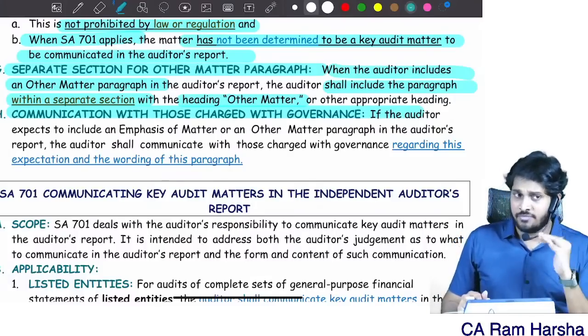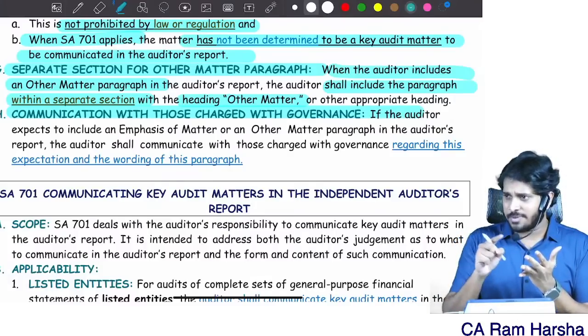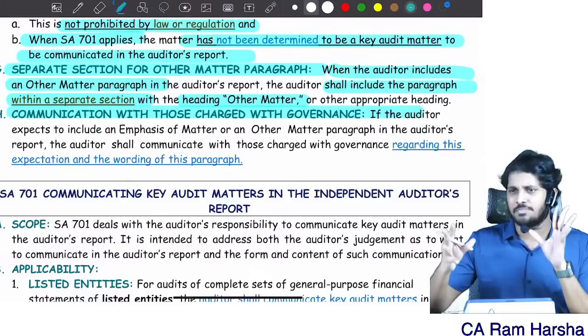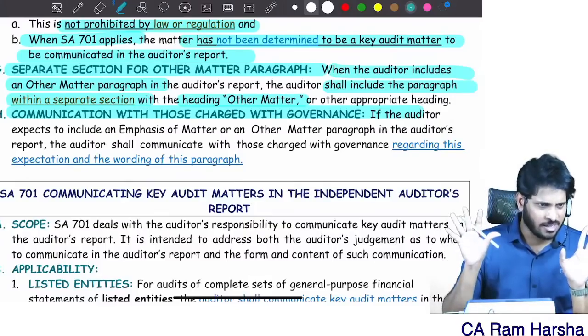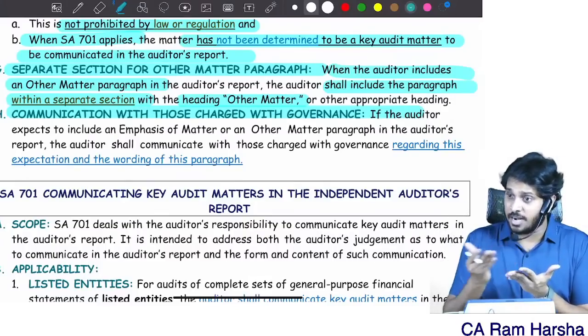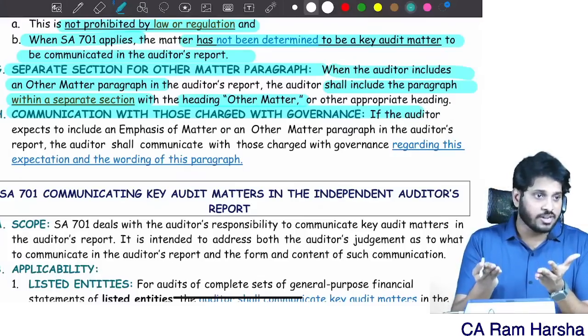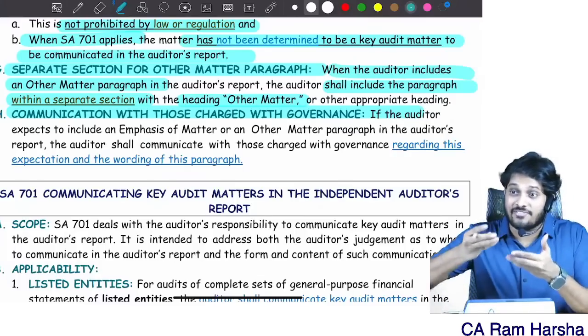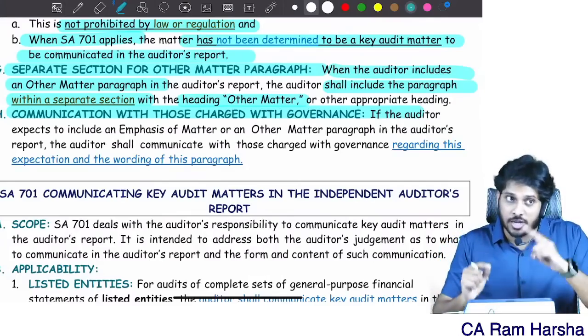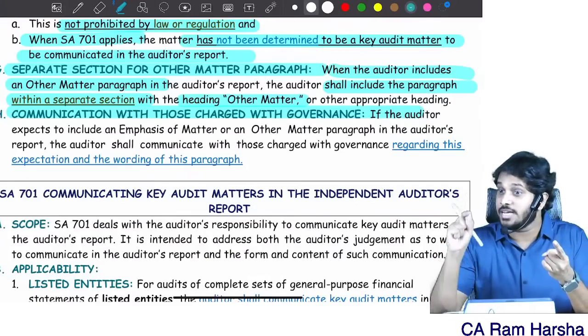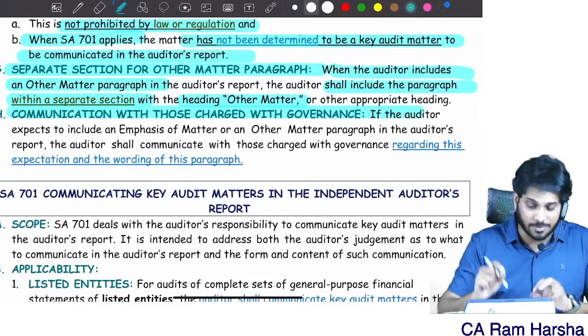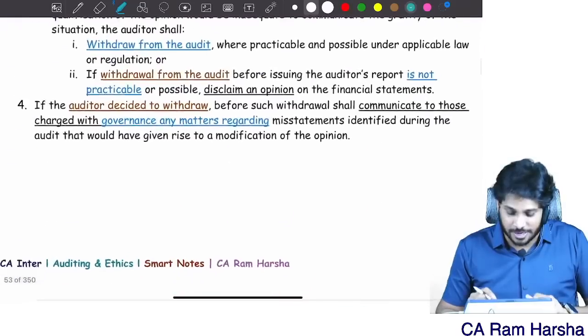Management will read it, and then they will understand. Sir, the other matter paragraph and emphasis are only for highlighting and letting people know some facts, correct? But you are writing in objectionable language, sir. So can you modify that? Sometimes drafting mistakes might happen. That's why we should communicate with top management whenever we are including an emphasis of matter paragraph and other matter paragraph. Now let's discuss this 705 introduction, this table.